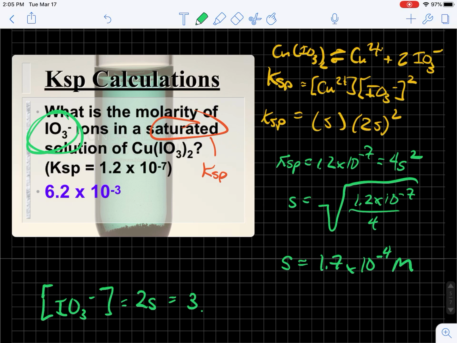All right, what am I doing? What is the molarity? All right. I'm going to pause for a second while I figure this out. Hang on.